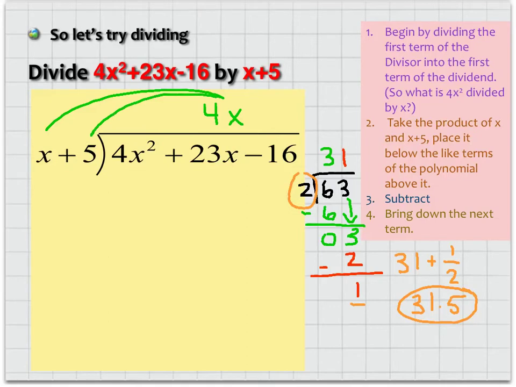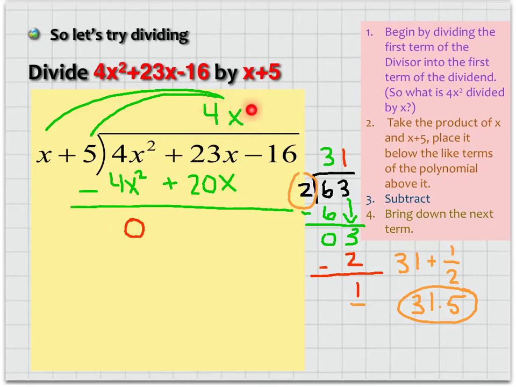So this is the part that's a little bit different. So 4x times x gives me 4x squared. 4x times 5 gives me positive 20x. And then you subtract, just like we did with the long division. So subtracting, you should always get 0 here. You need to get 0 here. If you don't get 0 here, then you did not get the correct term up here. Okay, so you should always get 0 here. And then subtracting, remember, 23x minus 20x. So always go back to this minus out here. Gives me 3x. And then you bring down what's left.